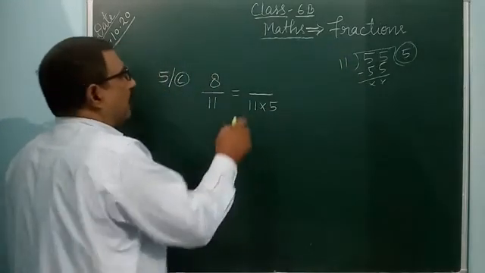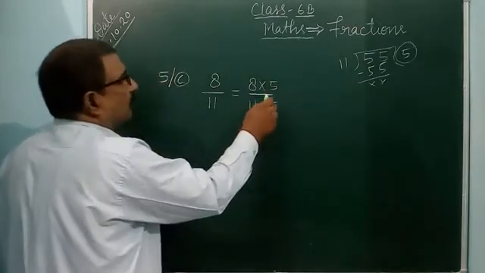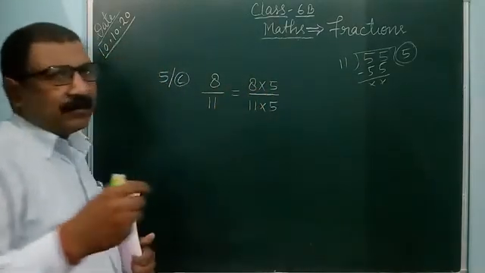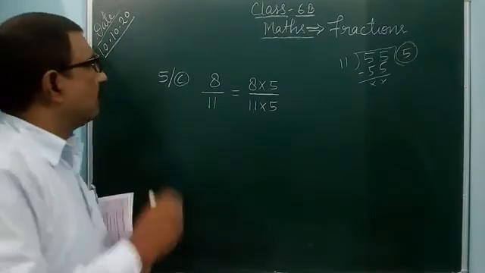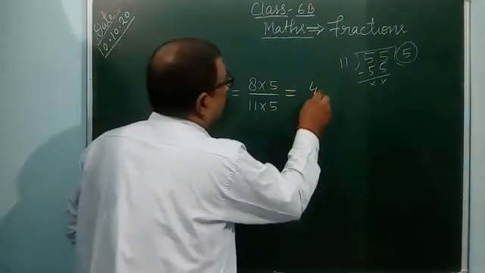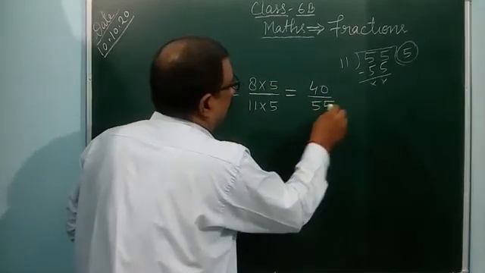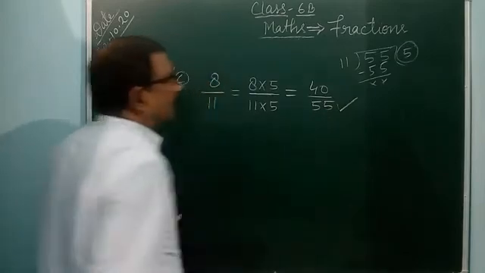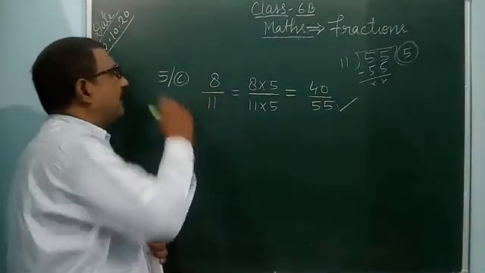And in the same way, you also multiply 8 with 5. It means both numerator and denominator you have to multiply with the same number, 5. So 8 fives are 40 and 11 fives are 55. Now you have the denominator 55 as equivalent to 8 by 11.